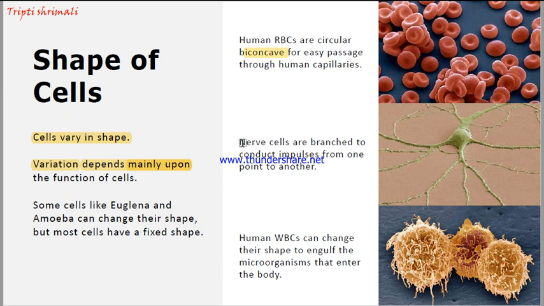If we talk about nerve cells, they are also very special in their shape, as they have a star-shaped body which is branched, right? It is branched to conduct impulses from one point to another. They are like cables, okay? And human WBCs can also change their shape, like amoeba. Why do they do so? They do so to engulf the microorganisms that enter the body. So in this way, the cells vary in their shapes.